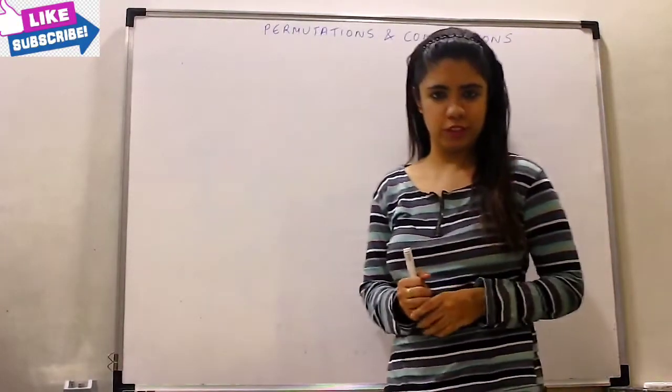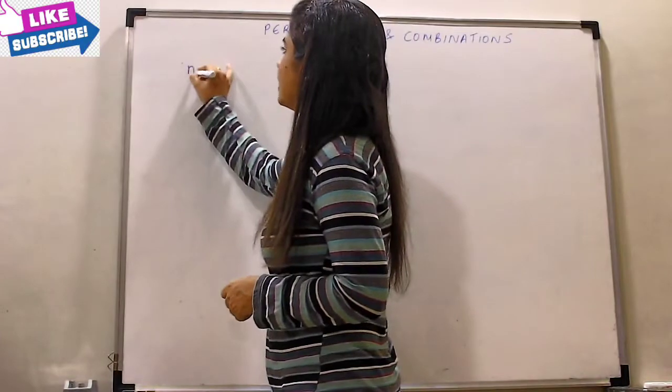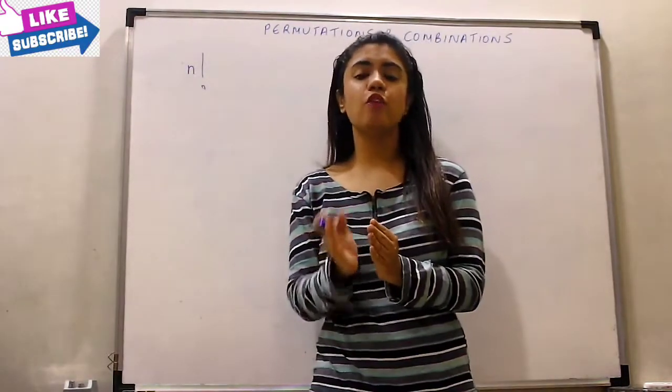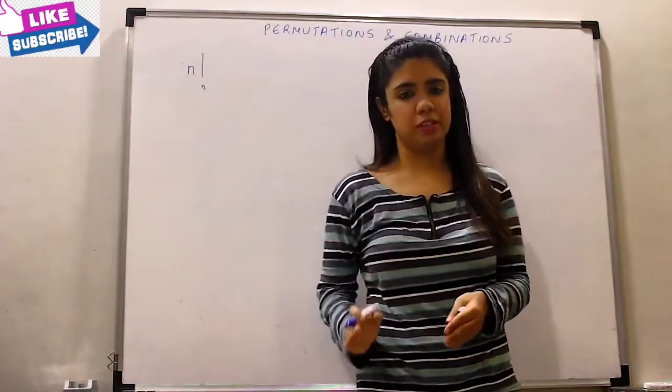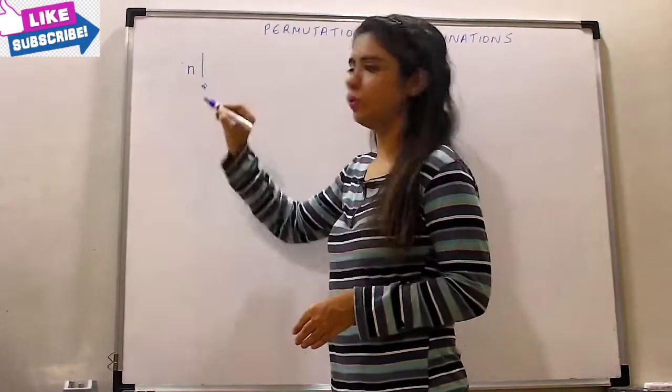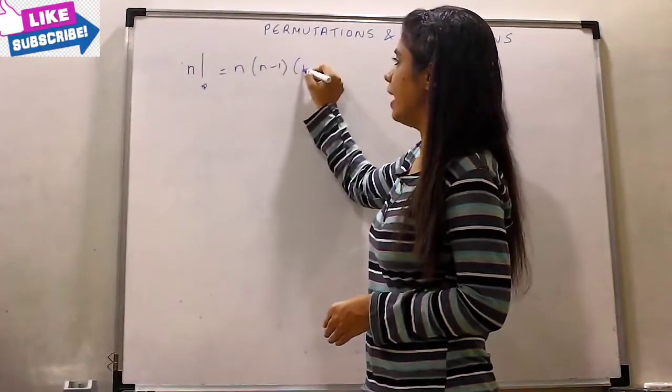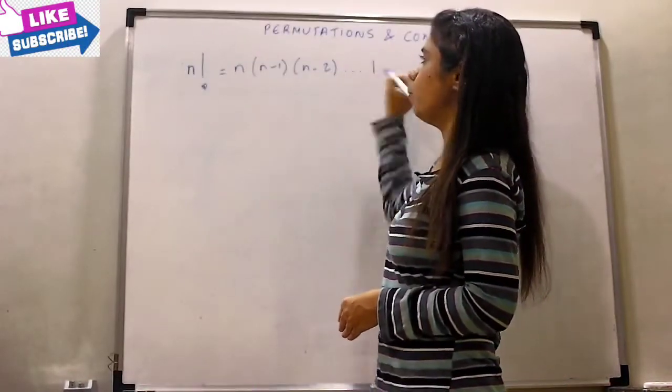Now what is a factorial? Suppose I ask you, what is n factorial? N factorial is the product of the first n natural numbers. So that means n factorial is the product of n, n minus 1, n minus 2, up till 1.